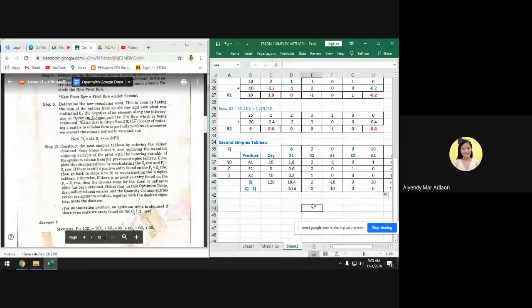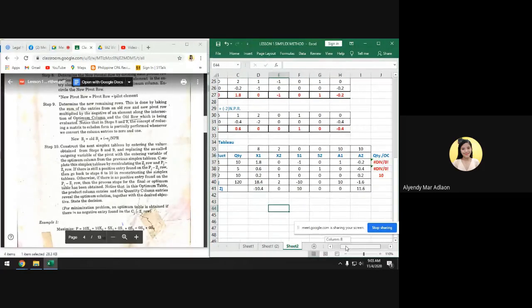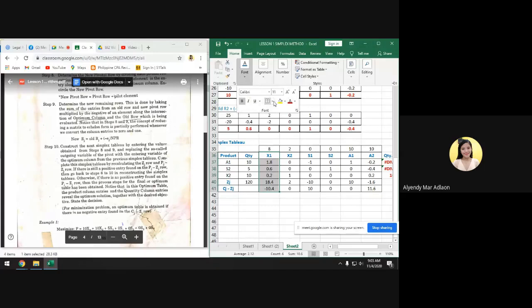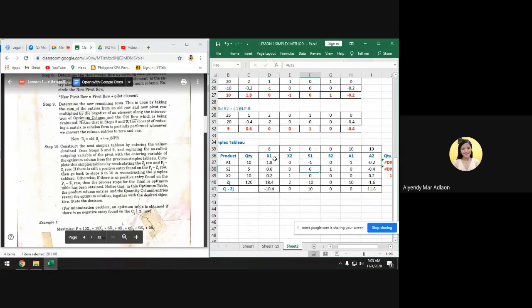The next one is, we will find the most negative entry. Now, in the CJ minus ZJ, naraman tayo isa ka negative entry, which is 10.4. So, this will now be our optimum column. Okay, this is now our optimum column.